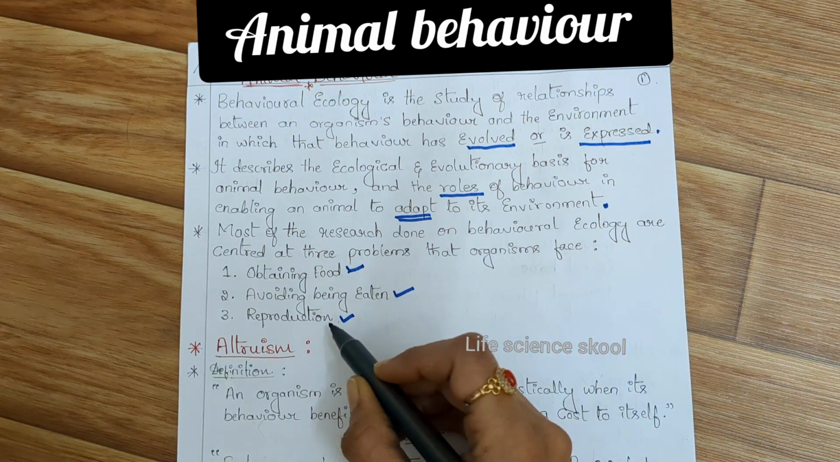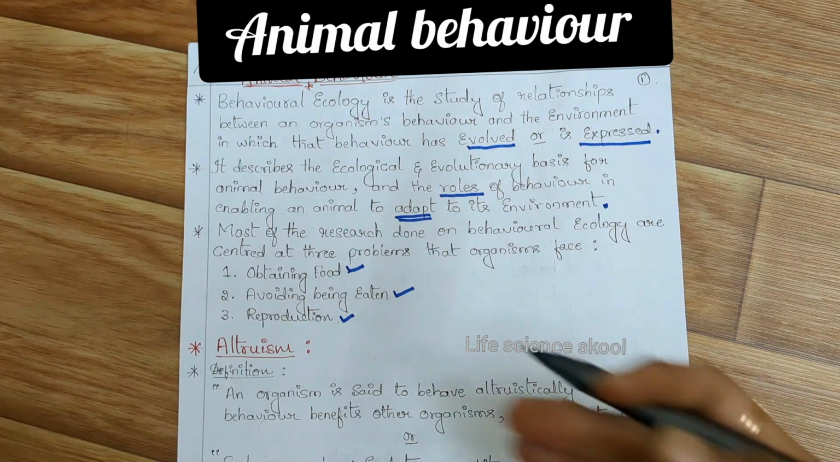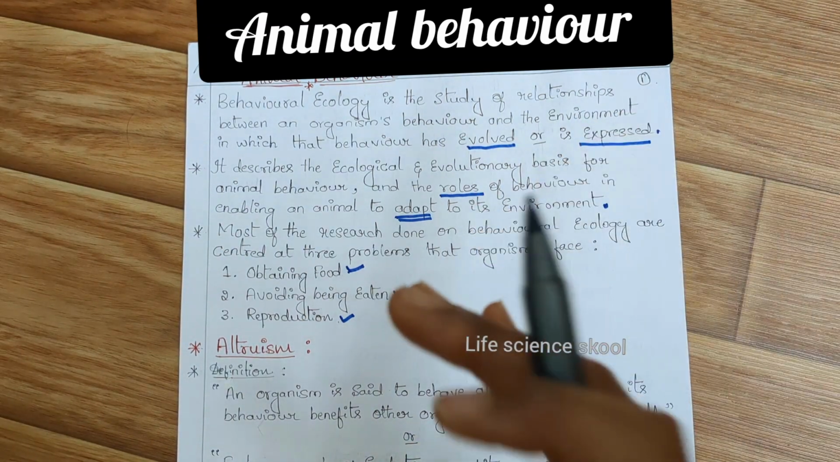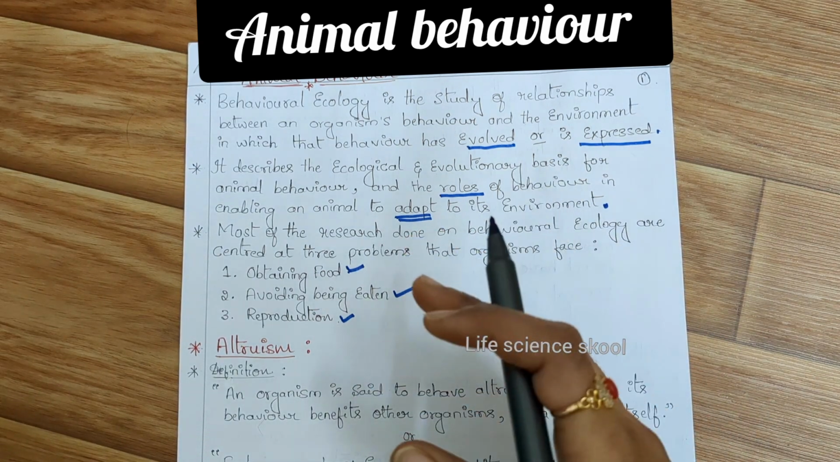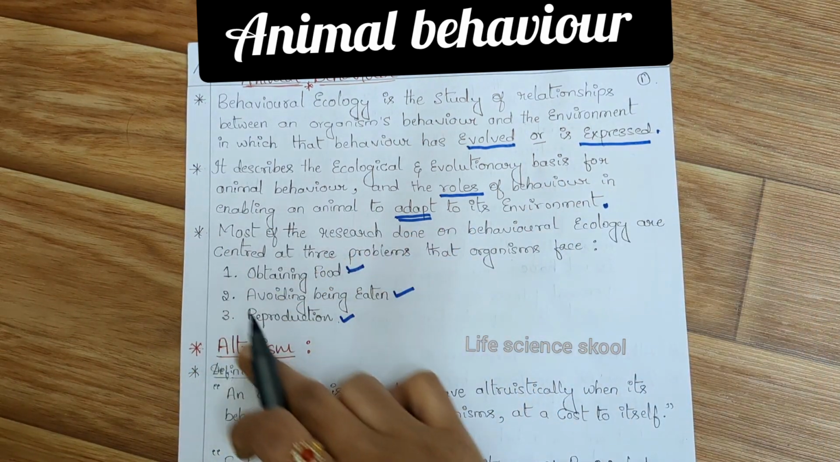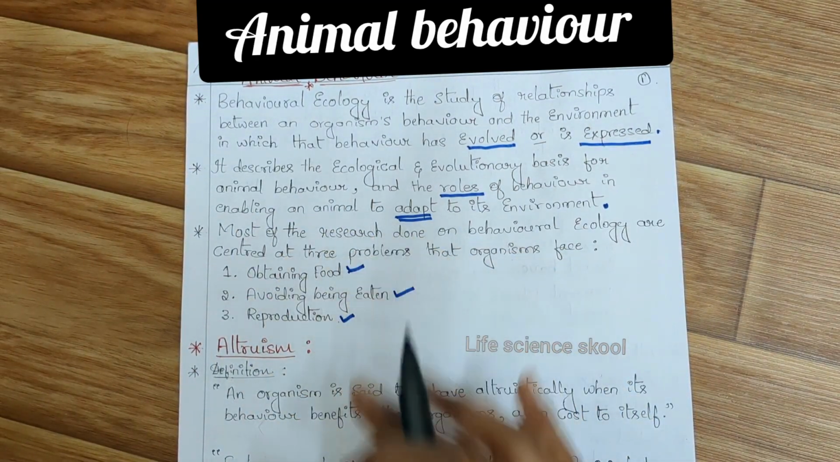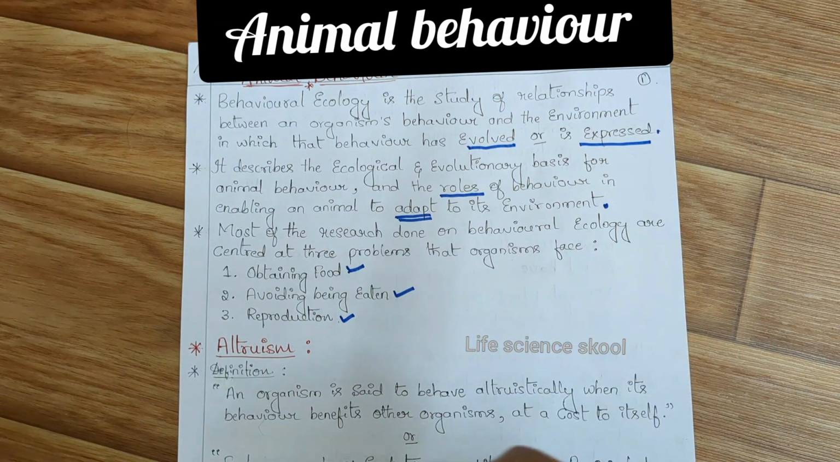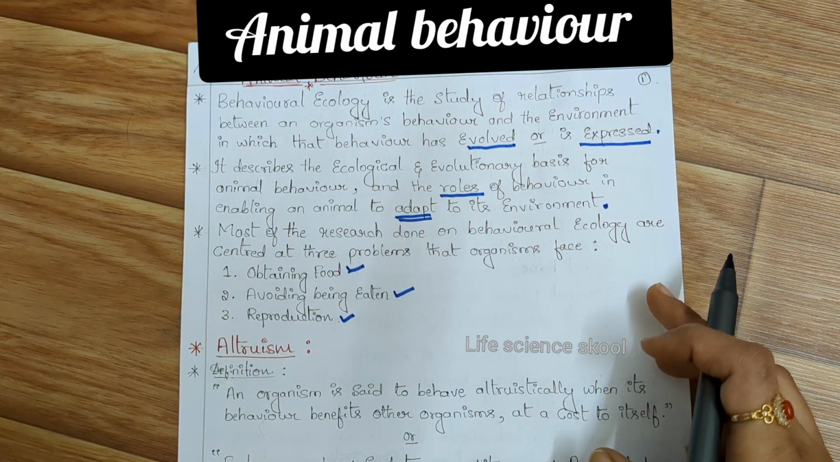And then the third one, reproduction, obviously. Every animal on the earth has the right to live on the earth, and they have to pass on their genes to the next generation so that they can maintain their population and their generation on the earth, otherwise they will become extinct. So mainly, the major part of animals will face these three problems, and any kind of behavior they show, or that is evolving, is to avoid these three main problems.